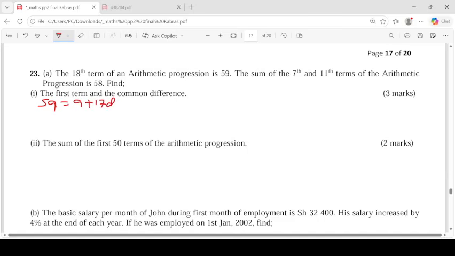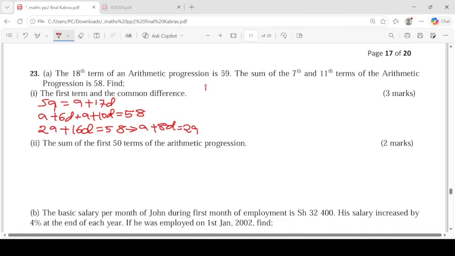In the next case, they are saying the sum of the seventh term, which is usually a plus 6d, plus the 11th term, which will be a plus 10d. This summation should be equal to 58. So a plus a, this is 2a plus 16d is equivalent to 58. When you reduce that equation, dividing through by 2, a plus 8d is equals to 29.